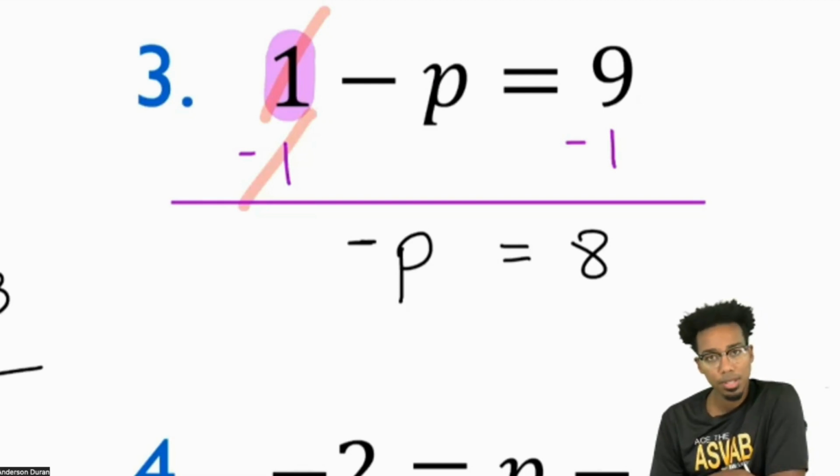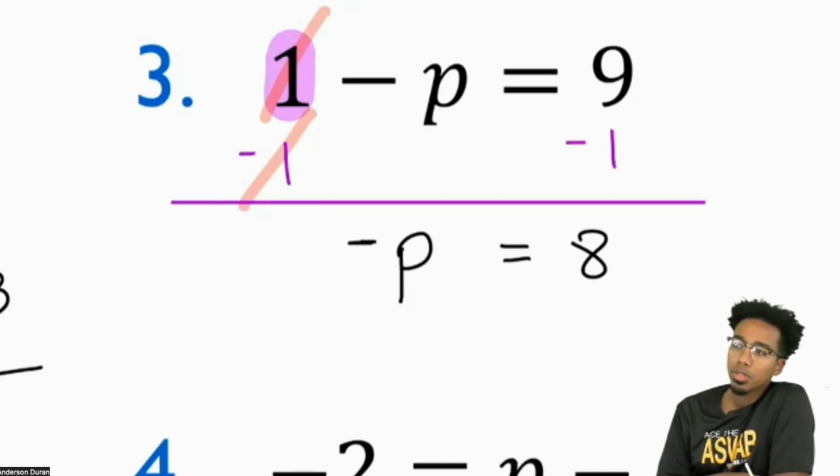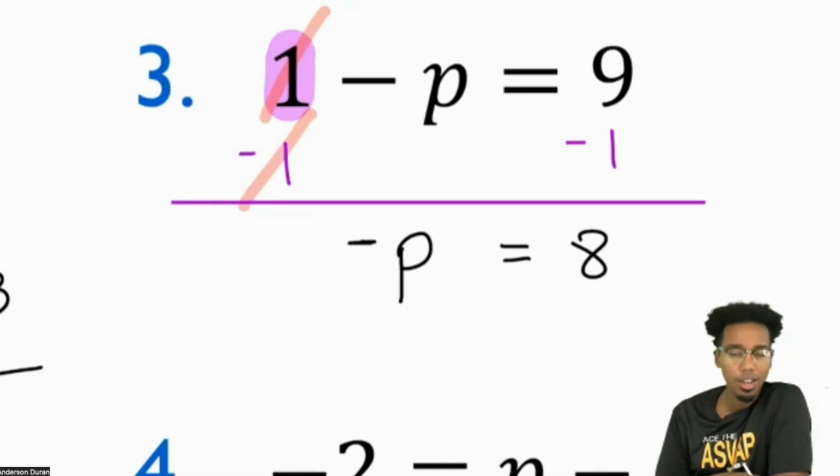Now, everybody, here's the thing. If you have a negative P equals 8, here's what you can do. Everybody fill in the blank. When it comes to solving equations, whatever you do to one side, you blank. Right. Whatever you do to one side, you do to the other.